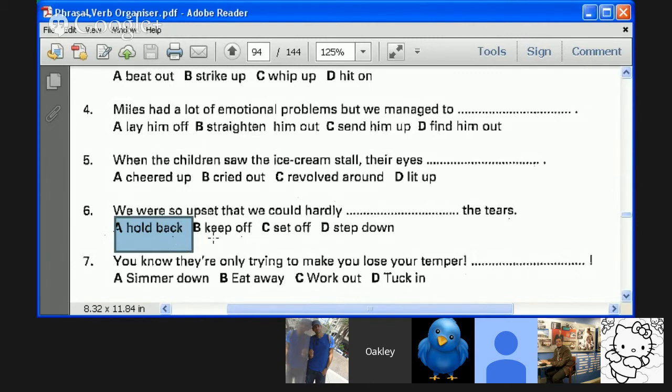Keep off, okay. Keep off, keep on. If you're keeping something off, then you're not allowing it on. So keep off the grass. A common sign that you will see in various places in English-speaking countries where they're trying to grow the grass. You'll see signs that say keep off the grass. Very physical. Don't go on the grass. Okay.